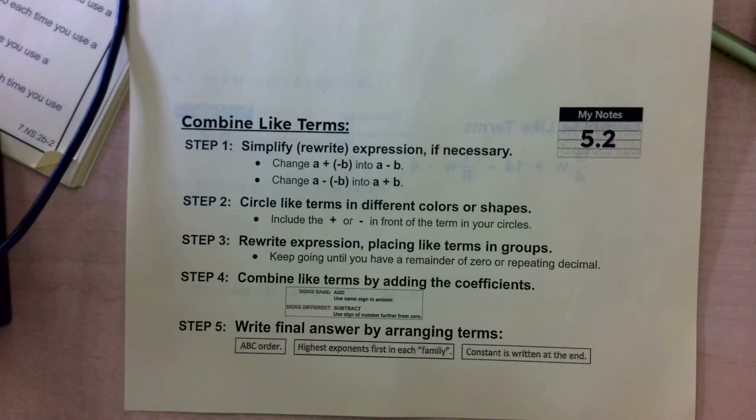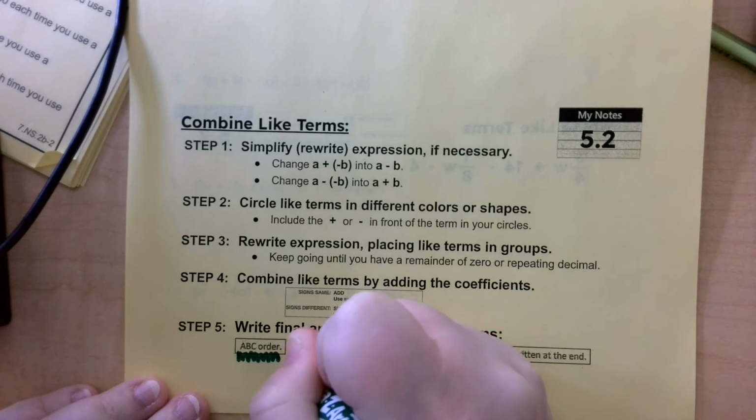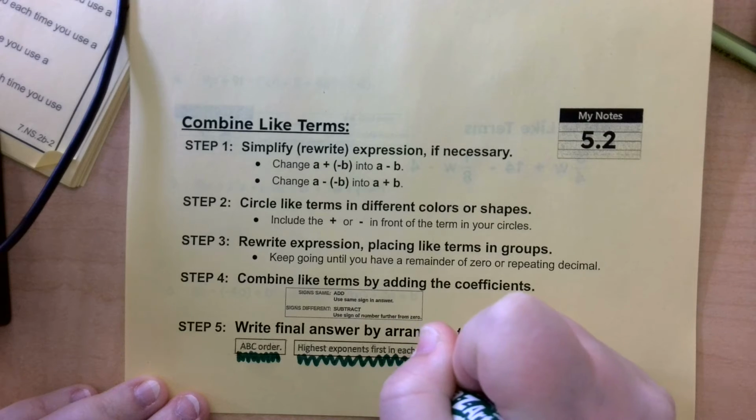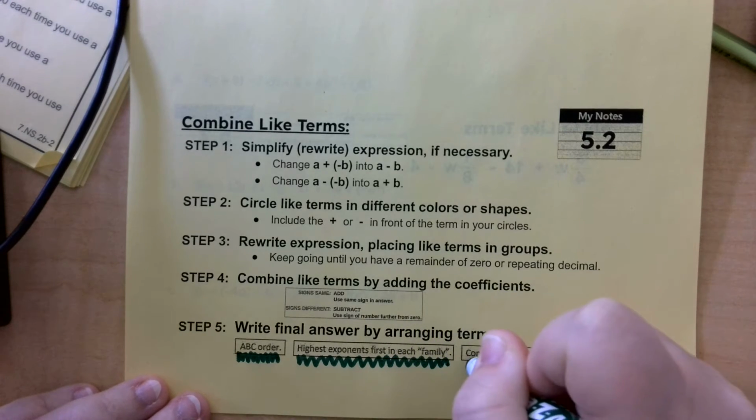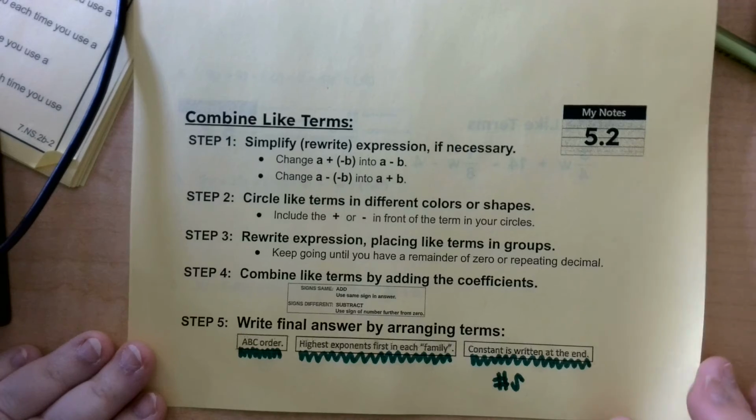All right, circle the like terms in different colors or shapes. Rewrite the expression, placing the terms in groups. Combine like terms by adding the coefficients. And finally, write your answer by arranging the terms. We want them to be in ABC order. We want the highest exponents first in each family. And then the constants, the numbers, are just written at the end. So constants are just the numbers. All right, let's practice to see how we do.